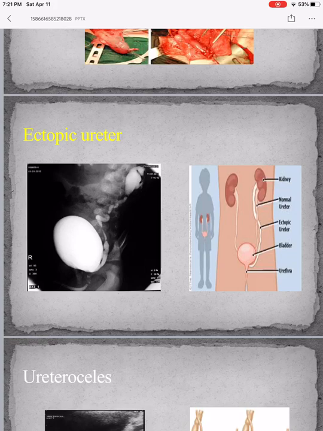continuous incontinence, dribbling of urine, with a normal pattern of voiding, while in the male it usually ends above the true sphincter. It can end at the vas deferens or at the epididymis. So one of the main presentations of ectopic ureter is recurrent epididymitis in a young male.